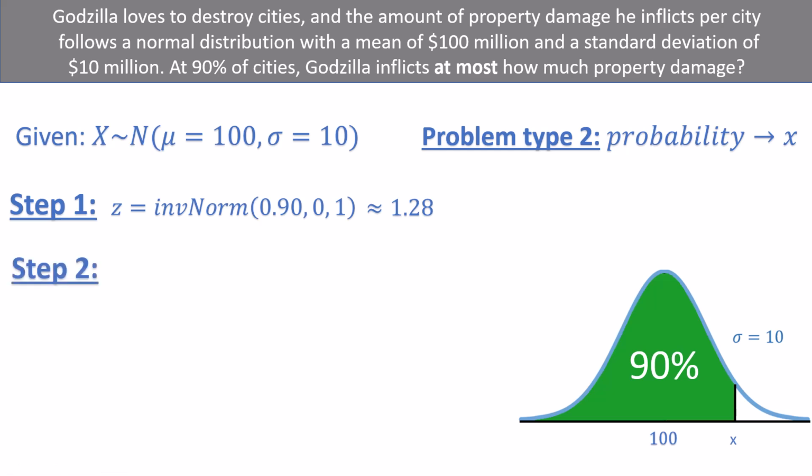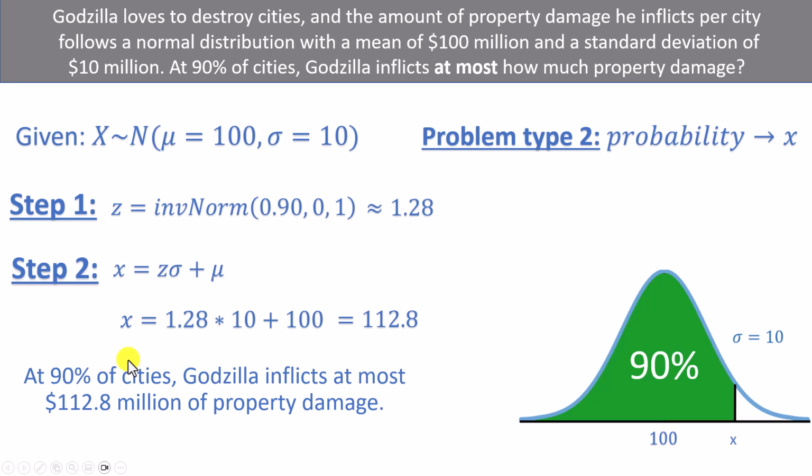Step number 2 is to find the x value, or in this case, the property damage amount, using the raw score formula. We can just plug the numbers in. We already have those numbers. We have the z-score, which is 1.28. We have the standard deviation of 10 and the mean of 100. If we plug those numbers into our calculator, we get about 112.8. The units there are millions of dollars. So basically that tells us that at 90% of cities, Godzilla inflicts at most $112.8 million of property damage. And that would be the completion of the problem.